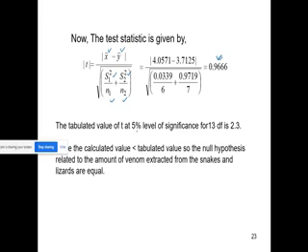Now in the question I will be supplied what is the table value. 5% level of significance, 13 df. Why 13 df? Because snakes are 7, lizards are 8, 7 plus 8 is equal to 15, and minus 1 minus 1. Minus 1 for the first sample, minus 1 for the second sample. So 2 samples are there, so df is 13. So 13 df. So it depends on the sample size.